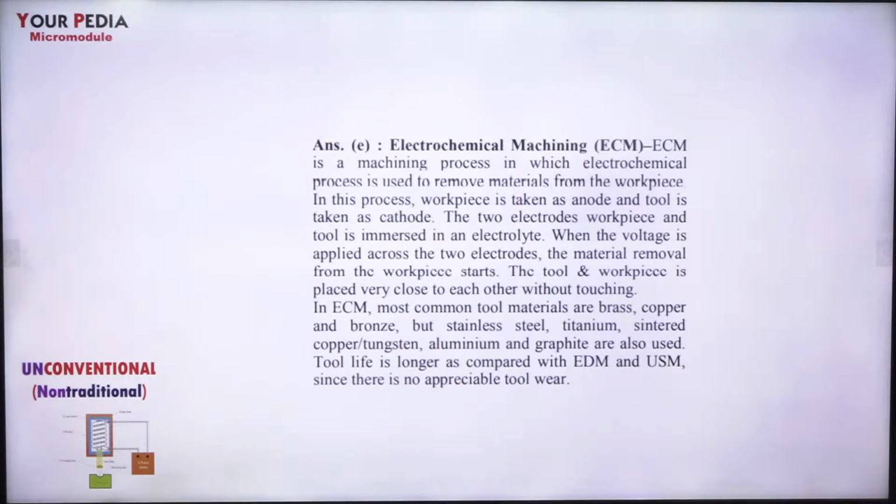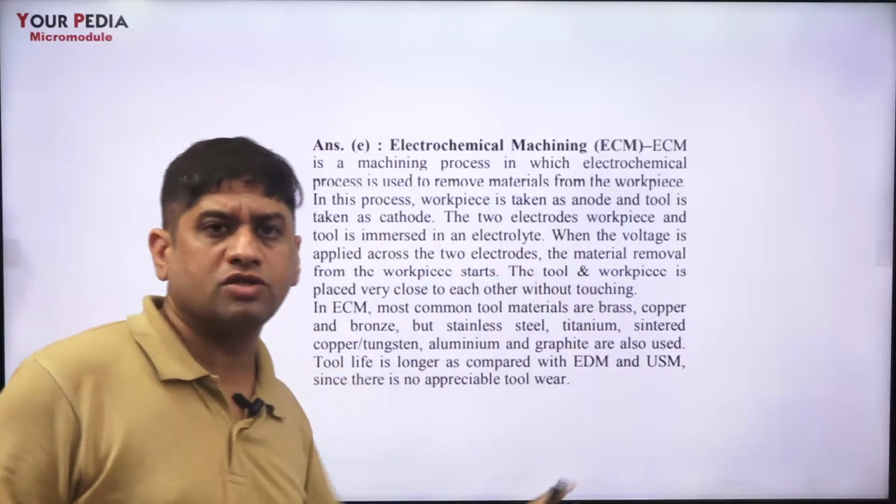So the workpiece is made the anode, the tool is made the cathode. Voltage is applied. They are placed very close to each other without touching. In electrochemical machining, there is no touching between tool and workpiece. The common tool materials are brass, copper, bronze, stainless steel, titanium, tungsten, aluminum, and graphite is also used. Tool life is longer compared to EDM and ultrasonic machining. So electrochemical machining has less tool wear. You should be aware of the common tool materials used and the tool wear rate.